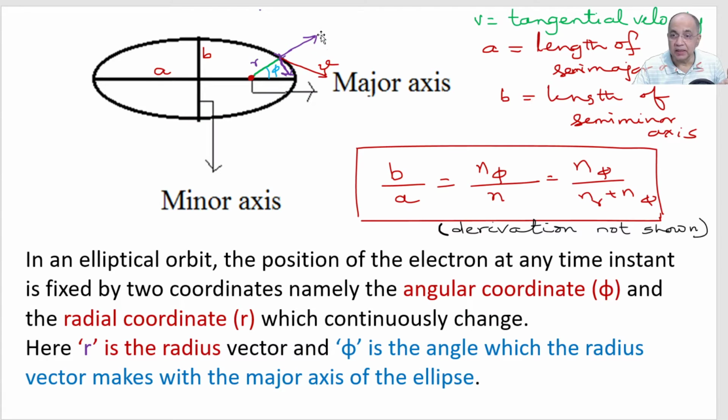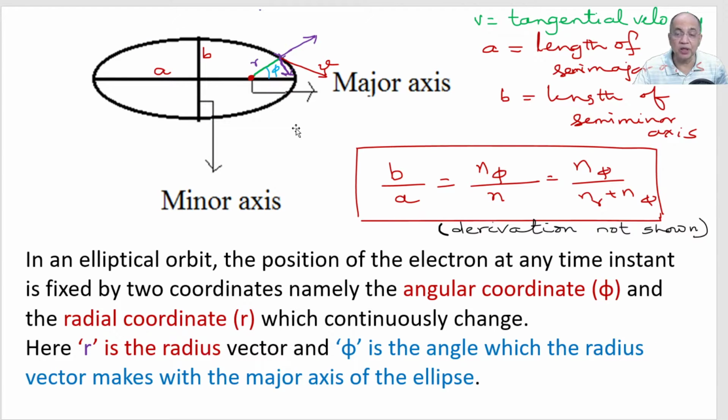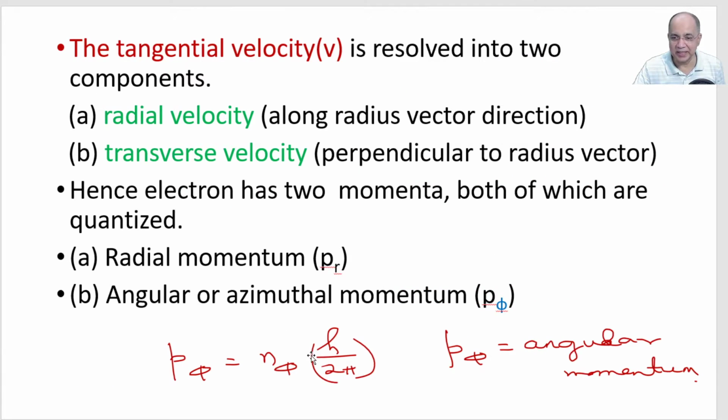Supposing we call the radial component Vr, the radial momentum is equal to n h by 2 pi. And the angular momentum, supposing the transverse vector is Vt, transverse, so m Vt r is equal to n h by 2 pi. So this n is related to the transverse velocity, therefore the symbol phi. But these are integral values, 1, 2, 3, 4, like that.